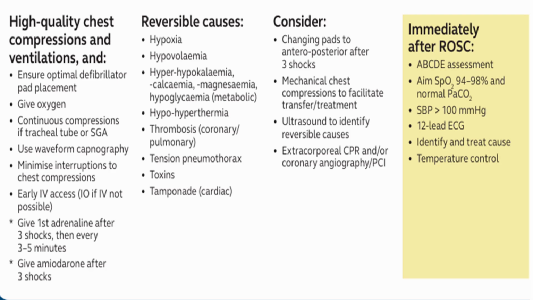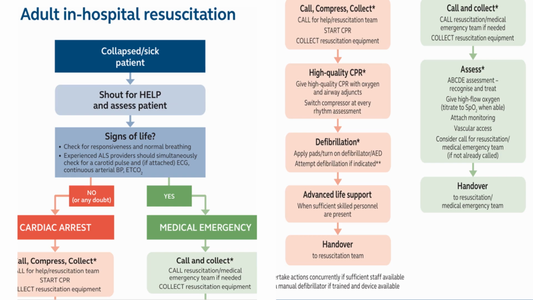On the shockable arm of the algorithm, remember you only give the first adrenaline after 3 shocks, and then every 3 to 5 minutes. Consider using a Lucas device for mechanical chest compressions to increase efficiency. Using ultrasound to identify reversible causes, particularly tamponade, tension pneumothorax, as well as assessing the heart. But remember the guidelines: not to delay compressions or shocks for any of that.